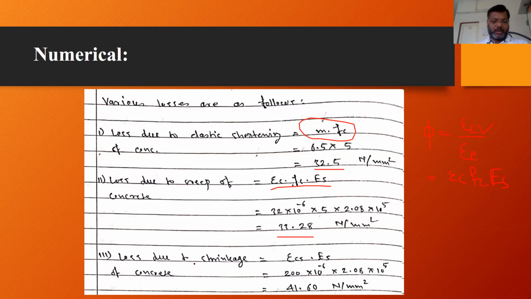Now loss due to shrinkage. For this they have given the shrinkage strain. The shrinkage strain value epsilon cs is given, and shrinkage strain into modulus of elasticity for steel, this product gives you the final loss. As per the IS 1343 recommendation, we find the shrinkage loss by considering this product of epsilon cs into Es. So this is the loss due to shrinkage, 41.60.